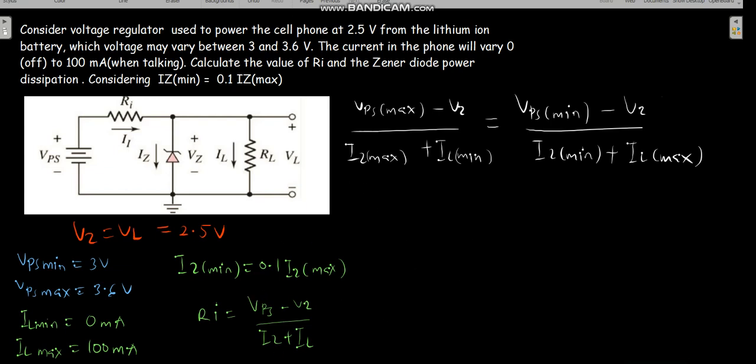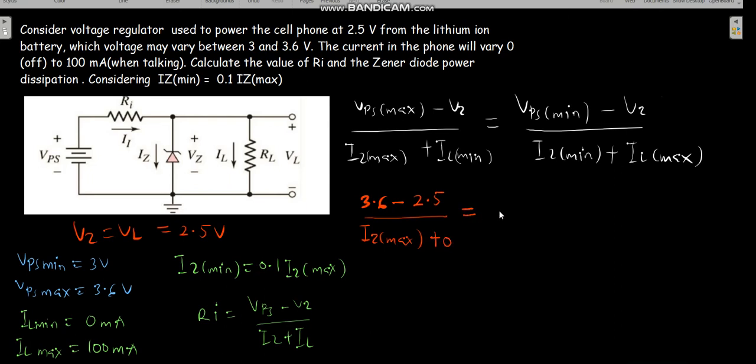Okay, so let's go ahead. First of all, let's substitute in our values. You know that VPS max is 3.6, so that'll be 3.6 minus VZ, and VZ is 2.5, so minus 2.5, divided by Iz max. Iz max is not given, we don't know Iz max, so let's write Iz max here, plus IL minimum. IL minimum is given to be 0, so that's plus 0.